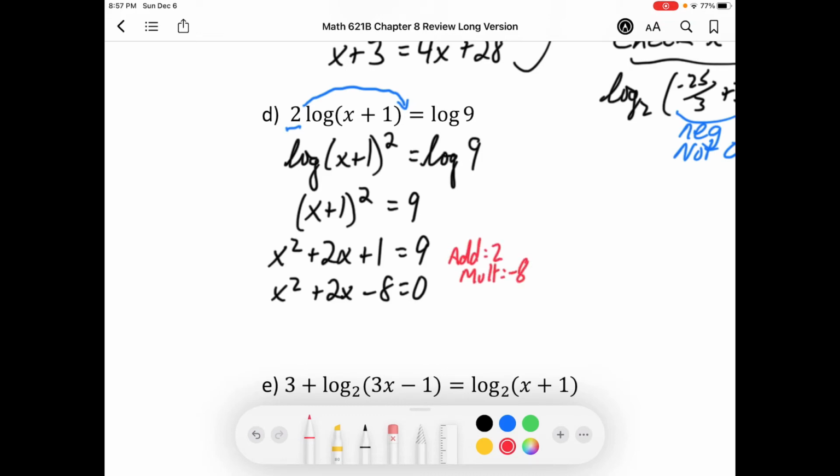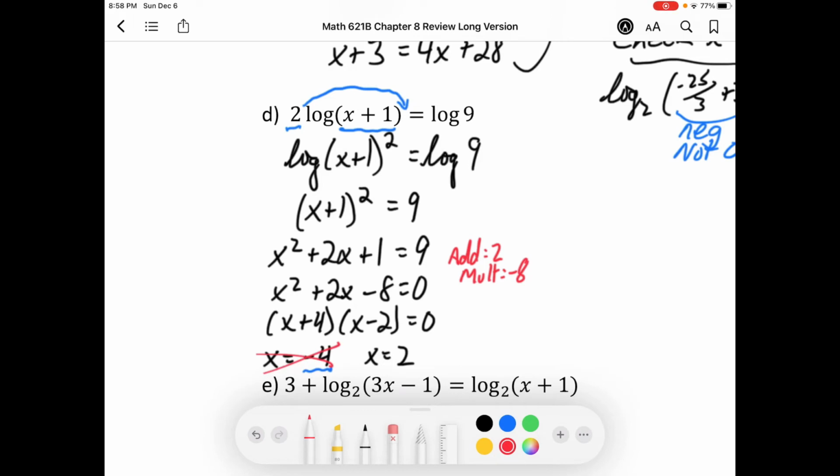Those two numbers are 4 and negative 2. So I have (x plus 4)(x minus 2) equals 0. And solutions, potential solutions, of negative 4 and 2. I need to check those out. If I put negative 4 back in here, I'll have the log of negative 4 plus 1, which is the log of negative 3. That's not okay. You can't take the log of a negative number.